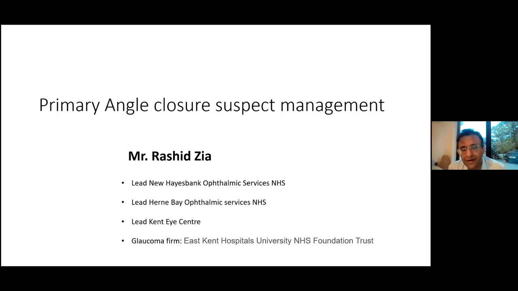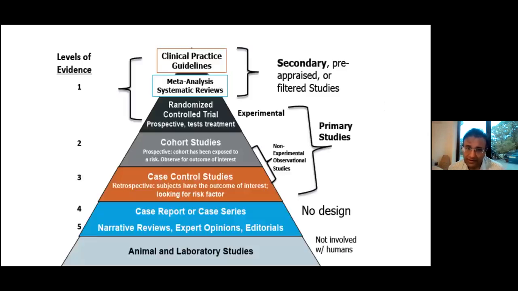Now, coming back to the presentation, the topic of the presentation is primary angle closure suspect management. Before I actually proceed, I would like to share this slide. Everyone must have seen this slide in the past in one way or another. It shows that you have 5 levels of evidence of medical practice.